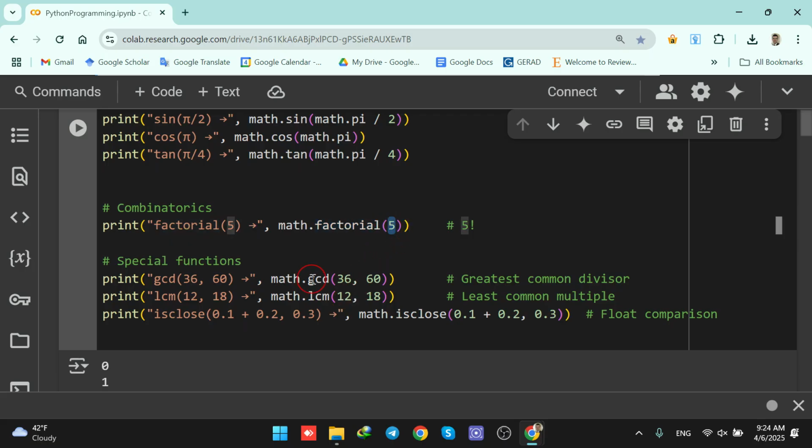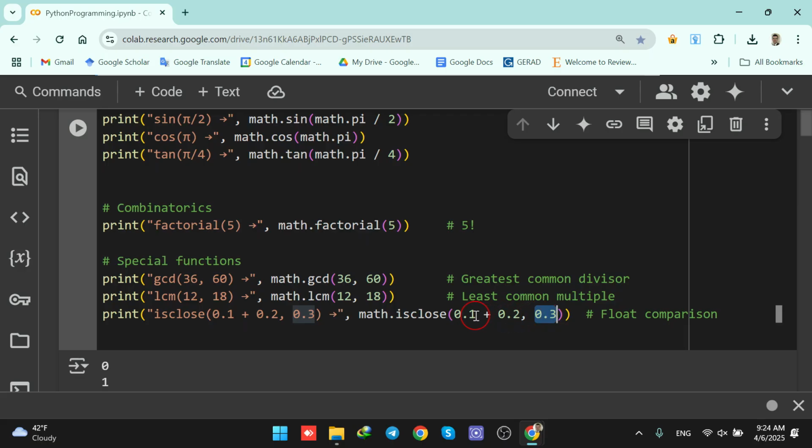And then we can calculate the greatest common divisor between two numbers using the gcd function. We can have the least common multiple using the lcm for two values, and we can have the float comparison. For example, we are having a comma here. So whatever is before the comma is going to be compared with whatever is after the comma.